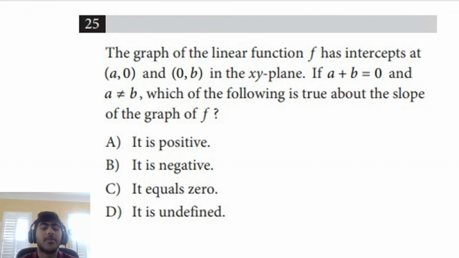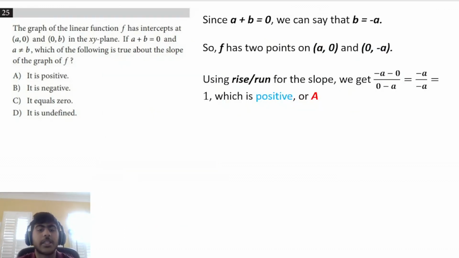Let's do the last problem of this set. The graph of the linear function f has intercepts at (a,0) and (0,b) in the xy plane, and we're told that a plus b equals 0. Now we're asked what is true about the slope. Since a plus b equals 0, b equals minus a. So f has 2 points, (a,0) and (0,-a). Using rise over run for the slope, we get minus a minus 0 over 0 minus a, or minus a over minus a, which is 1. So the slope is 1, which is positive. This is answer choice A.